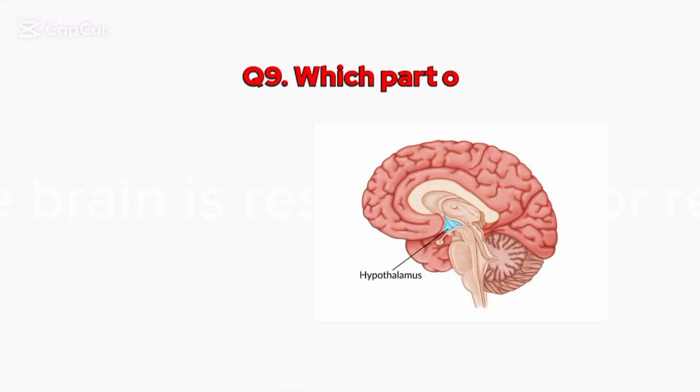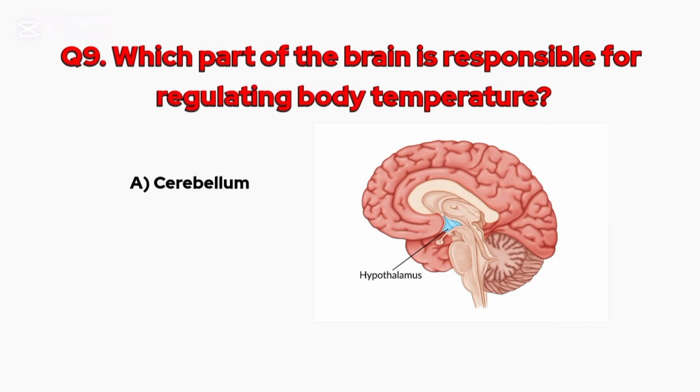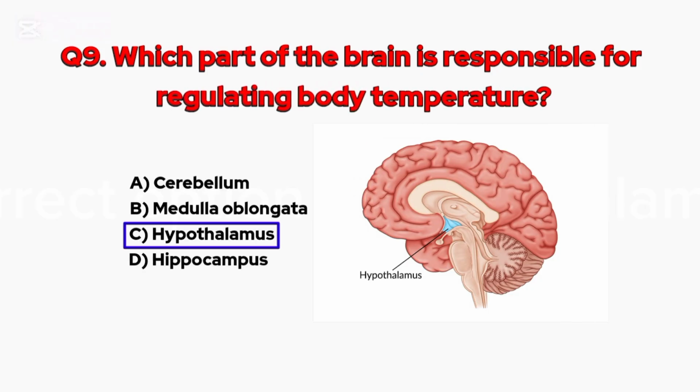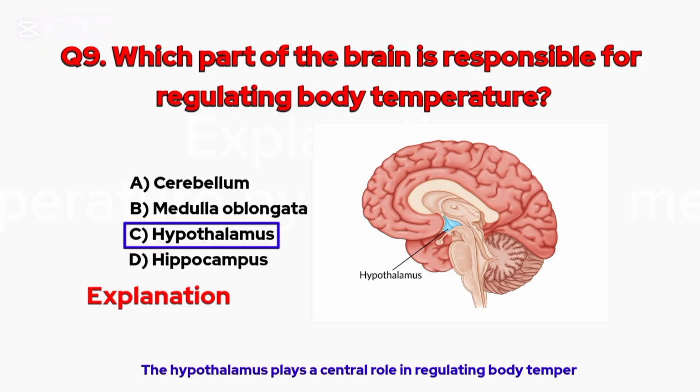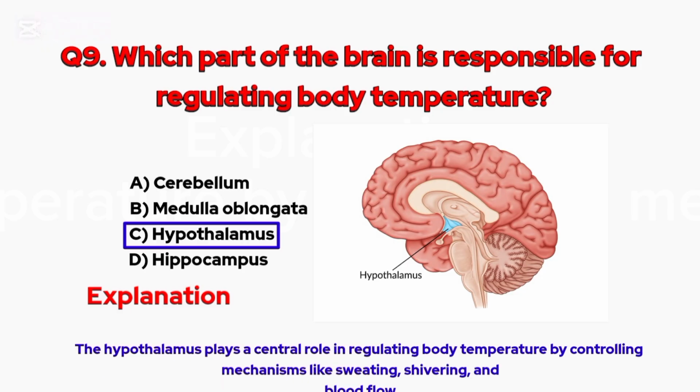Question 9. Which part of the brain is responsible for regulating body temperature? Correct option C, hypothalamus. Explanation. The hypothalamus plays a central role in regulating body temperature by controlling mechanisms like sweating, shivering, and blood flow to the skin.